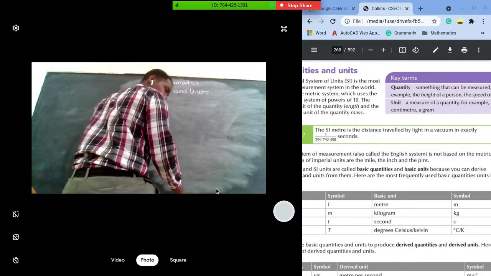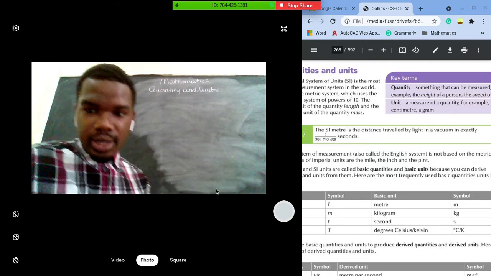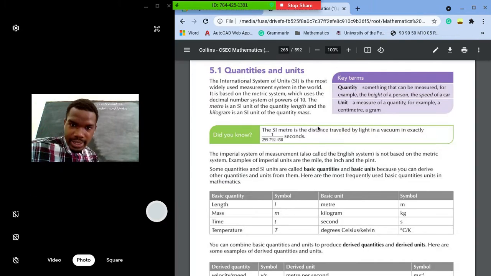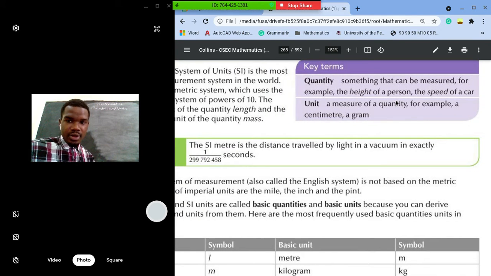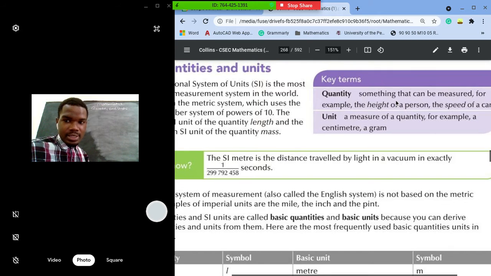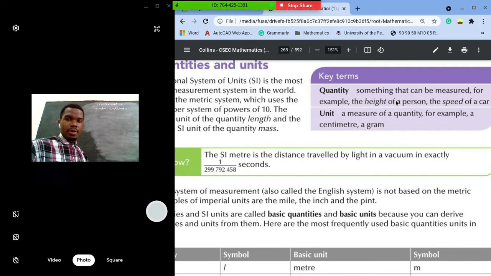Alright, so for quantity, look on your screen for me. Let me just minimize myself. There we go. It says quantity is something that can be measured. For example, the height of a person, the speed of a car, or the time before Zoom kicks you out.